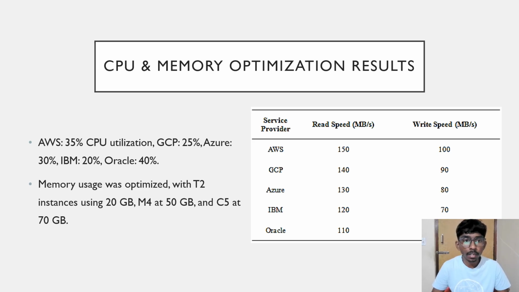AWS provided 35% CPU utilization, GCP 25%, Azure 30%, IBM 20%, Oracle 40%. Like this, we can see IBM has the least CPU utilization. It is more efficient. Memory usage was optimized with T2 instances using 20 GB, M4 at 50 GB, and C5 at 70 GB. Like this was the storage given for the LLMs, how much it can store. For service providers like AWS, GCP, Azure, IBM, Oracle, we can see the read and write speed in the chart.